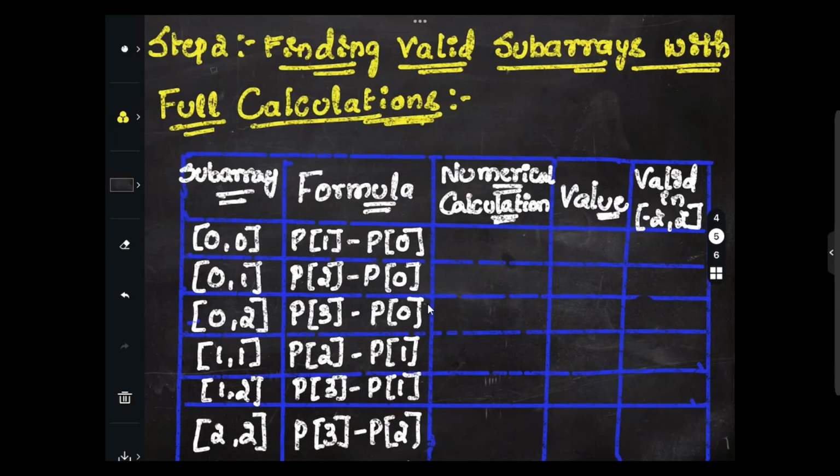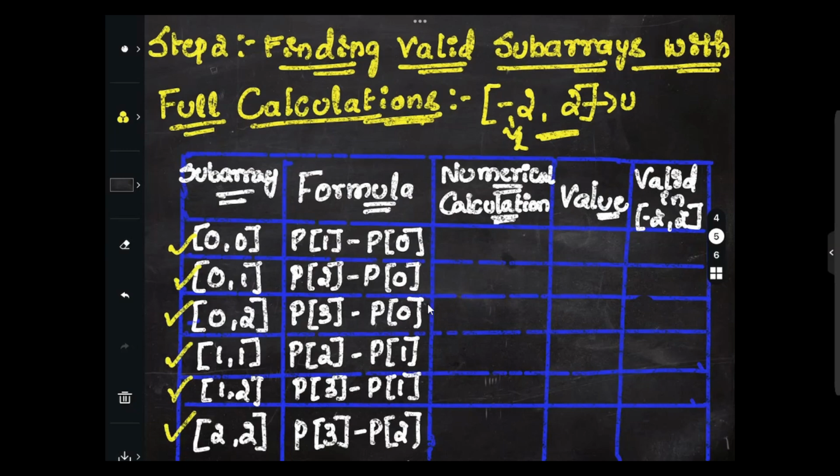This was the next step. So let's come to the main step, step 2. We have to find all the valid subarrays whose sum falls between -2 and +2. That's what they have asked in the question, right? Whose sum falls between -2 to +2. They have given the lower bound -2 and the upper bound +2. We have already got the subarrays here: 0,0, 0,1, 0,2, 1,1, 1,2, 2,2.